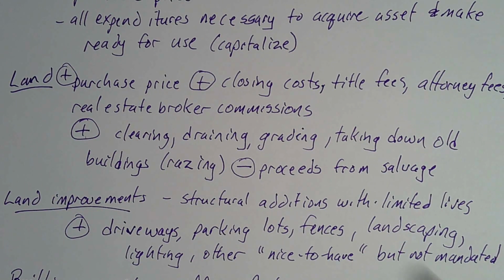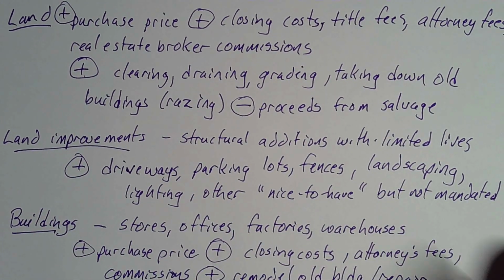So landscaping would be one of those things that we'd like to have, a nice to have, but unless it's part of a county or city ordinance for us to put it in, we would put it in a different category than land. We would put it in another asset category called land improvement. So nice to have, but not mandated.